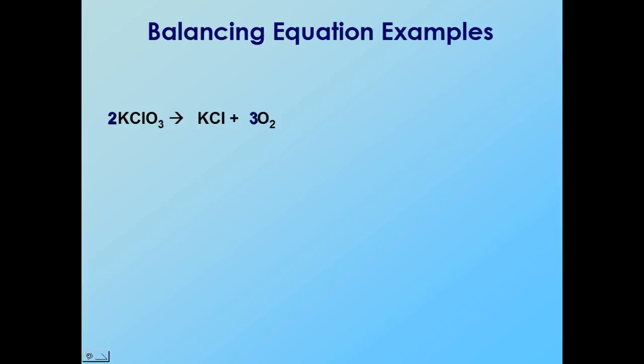Because you had to increase the amount of KClO3 on the reactant side, your Ks and your Cls are no longer in balance. But that can be handled relatively easily by just doubling the K and Cl, and you now have a balanced equation.